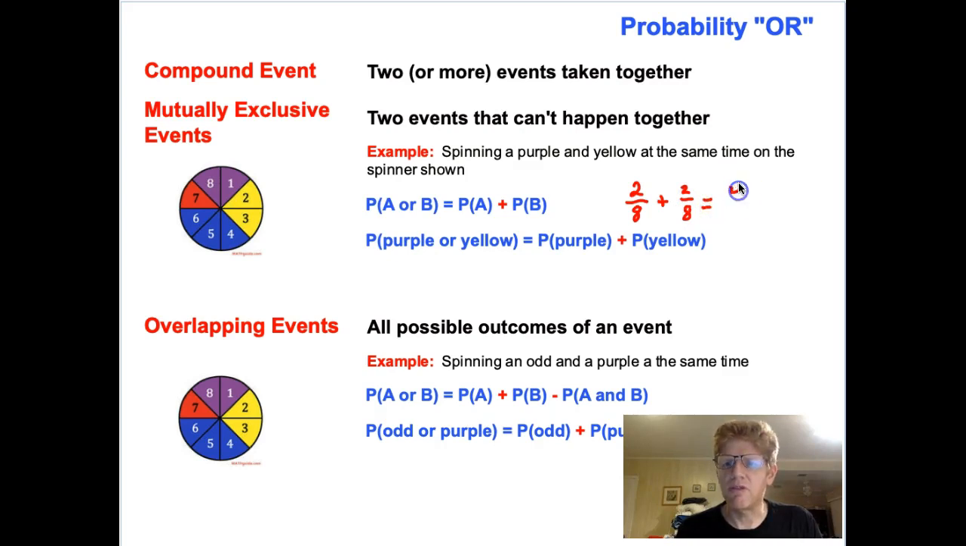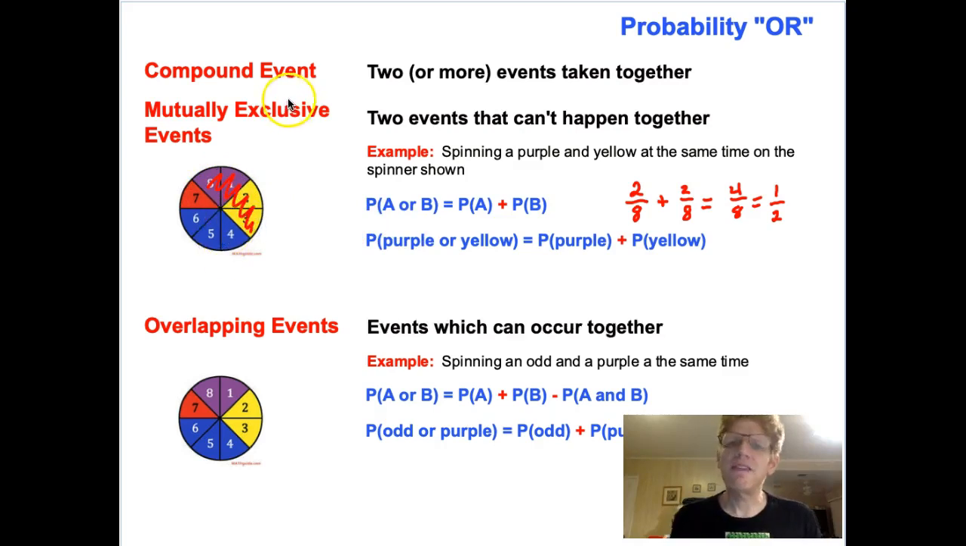So our probability is 4 out of 8, or we can say that that is what? Well, it's 1/2. We have a 1/2 probability, or 50% probability, of getting purple or yellow. And when we look at it, that makes perfect sense because that's 50% of what's going on there.